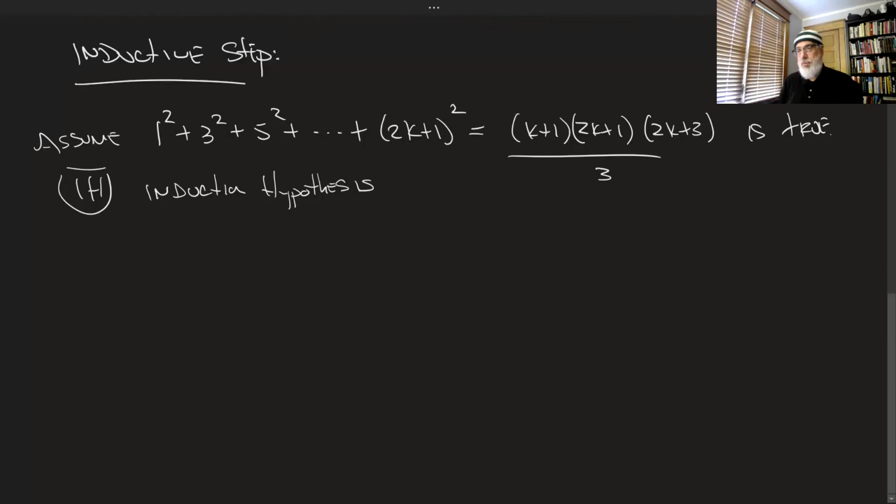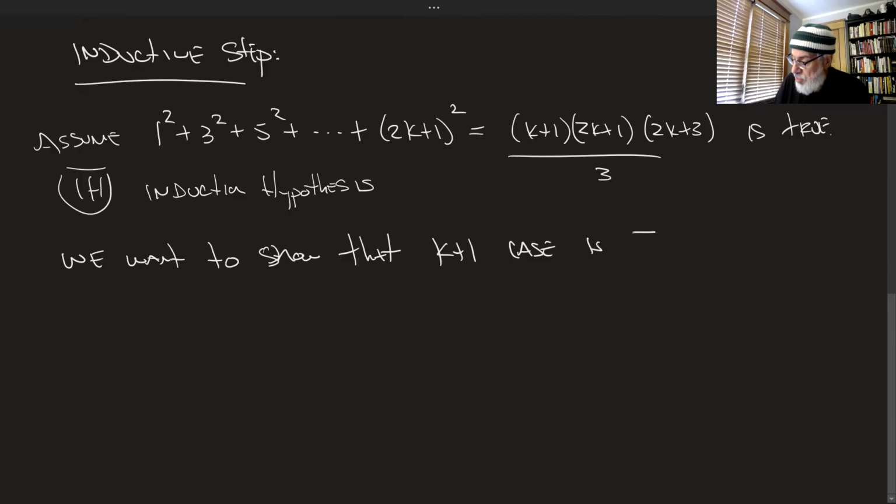In induction, we want to prove that the next term is true, or that the k plus 1 case is true. Let's write this here. Here's what we want to show: that the k plus 1 case is true. So we're going to replace k's in the right-hand side with k plus 1s, and on the left-hand side, we're going to add the next term. In this case, let's write it.